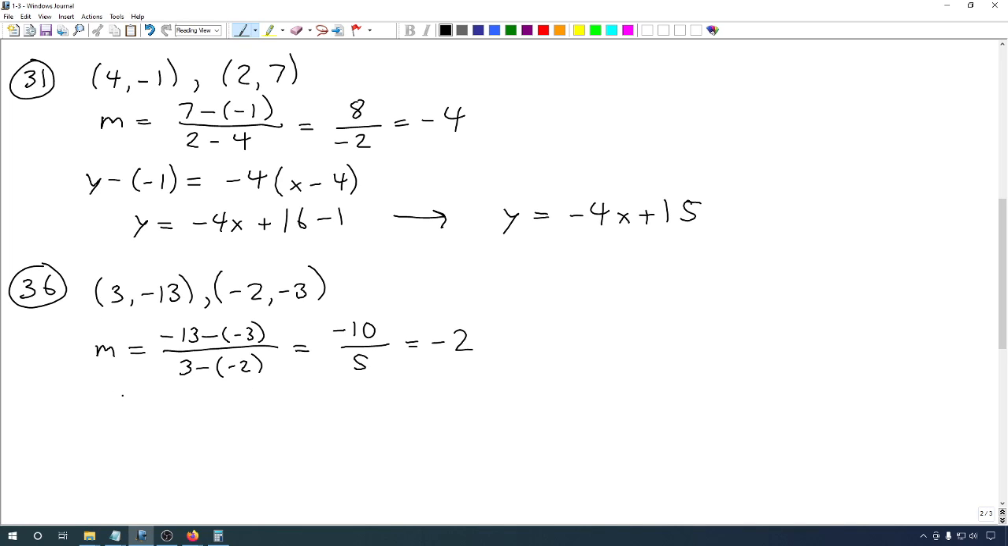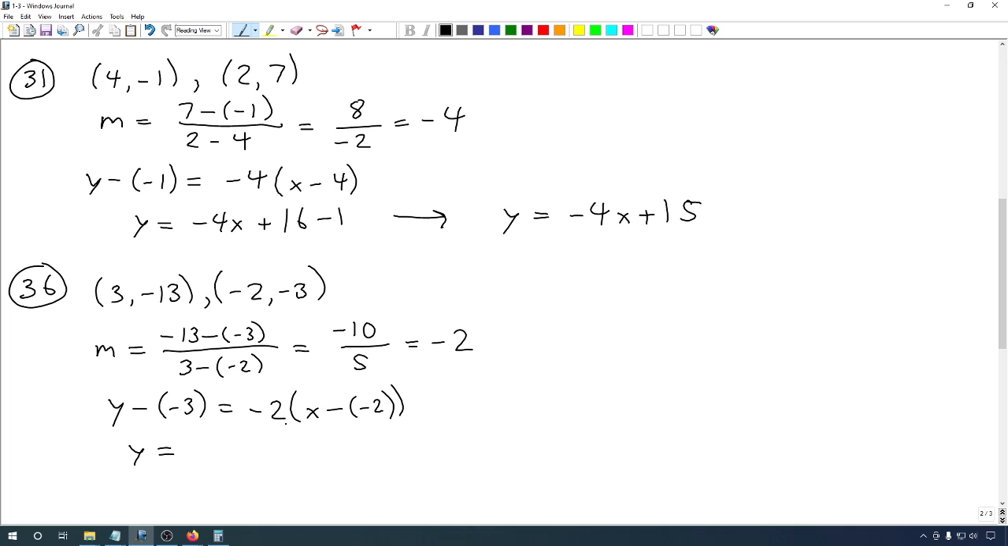Here, again, it doesn't matter which point we choose. Since the first one has a 13 in it, I'll go ahead and pick the second point just because it has smaller numbers. But we'll get the same answer either way. So I take y minus my y value, so minus -3, is equal to my slope, which is -2, times x minus my x value, which is -2.